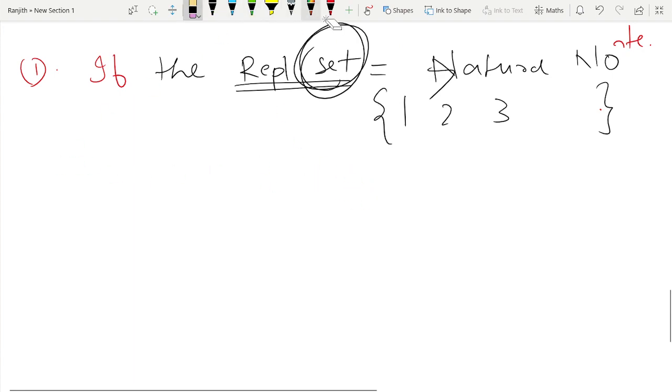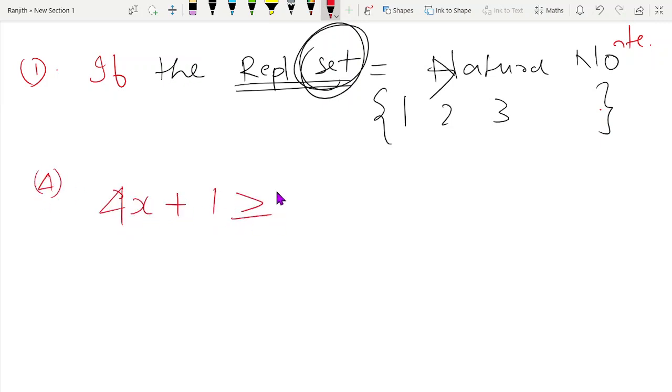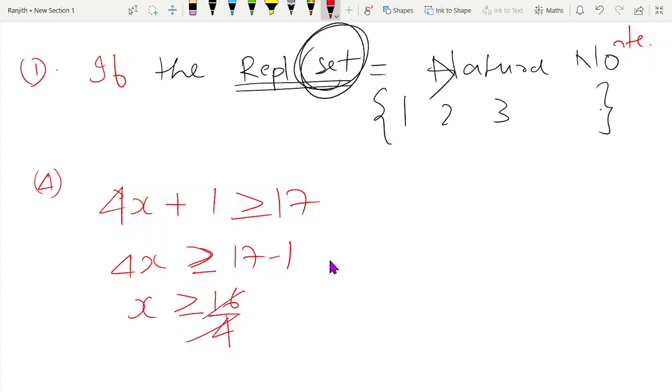Okay, try the last one. Done with the last question? Yes, sir. Can I answer, sir? Okay, explain this, Akansha. Yes, sir. So 4x is greater or equal to 17 minus 1, sir. 4x is greater or equal to 16. So you get 16 divided by 4. 4 fours are 16, x is greater or equal to 4. So in the set we get 4, 5, 6, 7 and it goes on, sir.